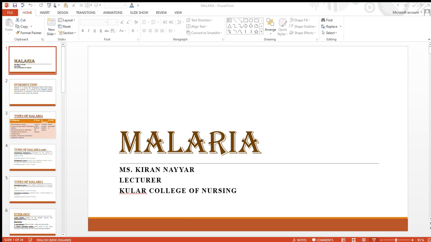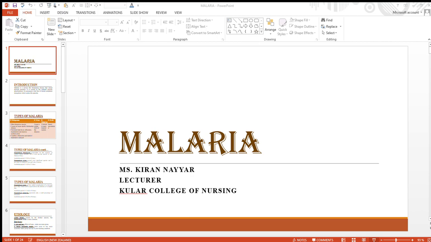It presents with nausea, vomiting, and headache. Stage 2, that is the hot stage. Fever may reach up to 40 degrees Celsius, may last for several hours, and the parasites start invading newer red cells. Next is stage 3, that is the sweating stage. The patient starts sweating in this stage.